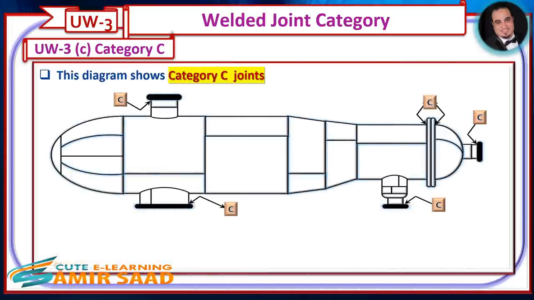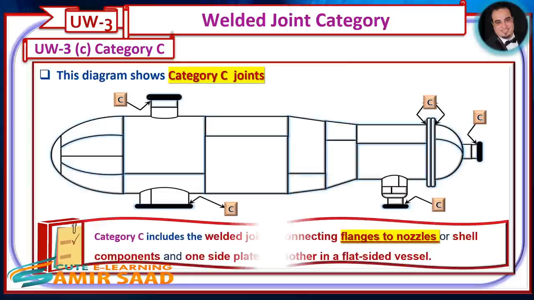This diagram shows category C joints. Category C includes the welded joints connecting flanges to nozzles or shell components, and one side plate to another in a flat-sided vessel.